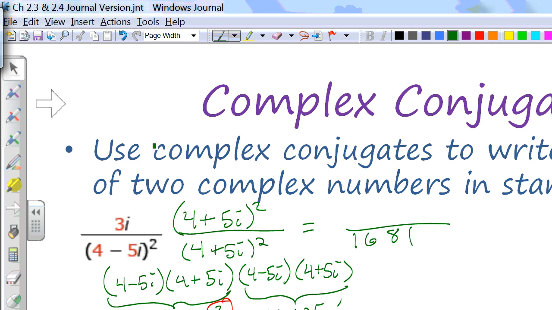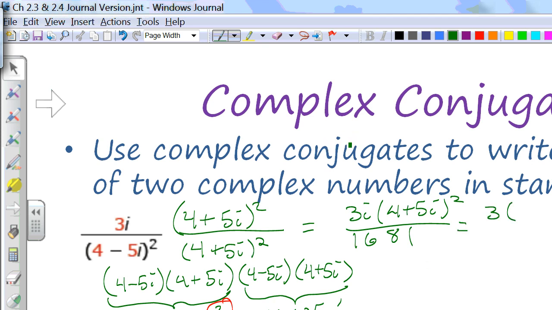And now I have this top thing, which is 3 times 4 plus 5i squared. Now, I believe WebAssign will take that as your answer, but I'm going to go ahead and multiply this out just so you can see it. Let me see if... I was just trying to see if the 1681 was divisible by the 3, and it is not.